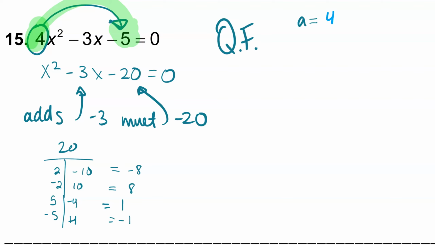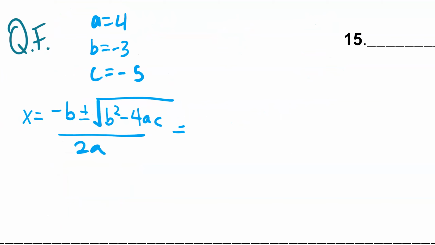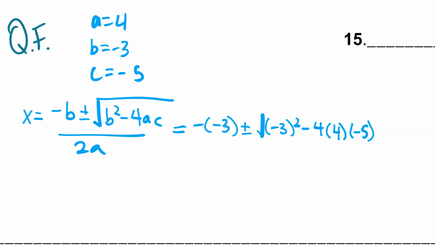So A is 4. B is negative 3. C is negative 5. So we have x equals negative b plus or minus the square root of b squared minus 4ac, all over 2a. So this is the negative of negative 3, plus or minus the square root of negative 3 squared minus 4 times 4 times negative 5, all over 2 times 4.